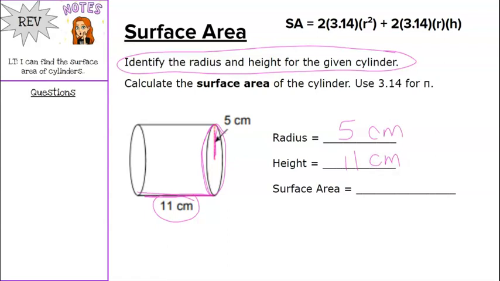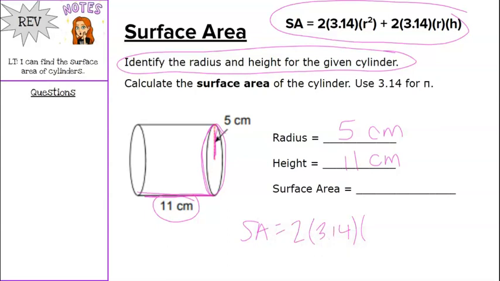So now we are going to plug those values into our surface area formula. We have surface area equals 2 times pi times r squared, so our r is 5, plus 2 times pi times our radius times our height. Once we have that all written down, we can plug that into our calculator.